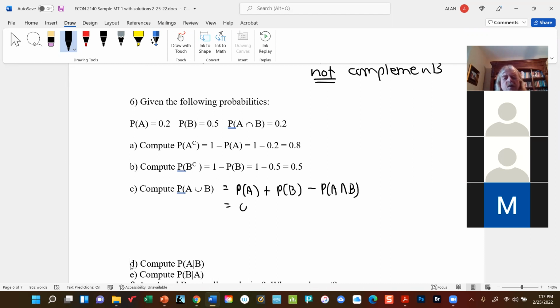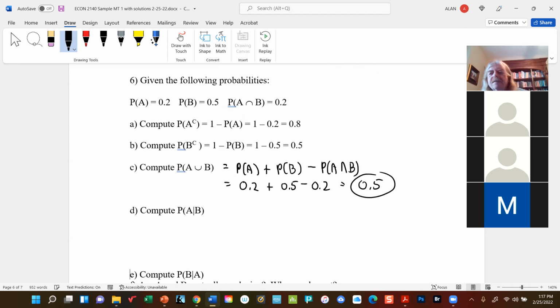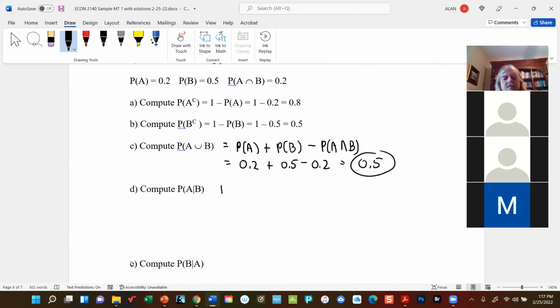Okay, so we have everything we need. 0.2 plus 0.5 minus 0.2. 0.5, that's it. Okay, now we can do the same thing with the conditional probabilities. We're going to use the definition. 0.2 over 0.5 is 0.4.